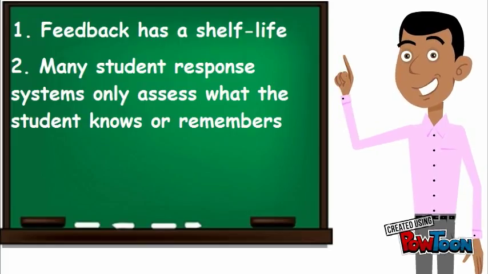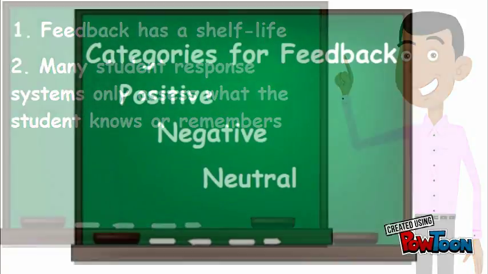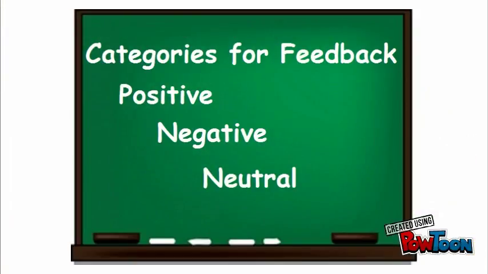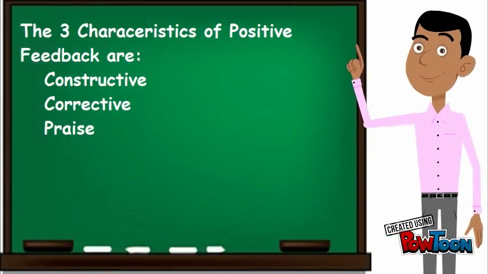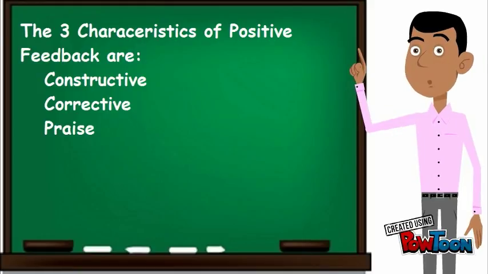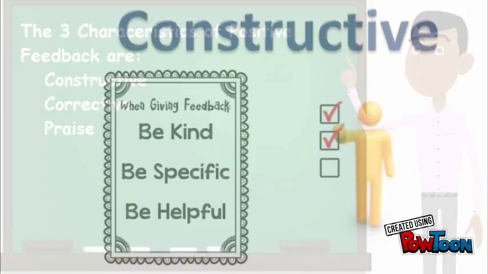Second, many student response systems only assess what the student already knows, can choose, recall, or remember. That said, there are 3 general categories for feedback that every instructor should be aware of: positive, negative, and neutral. Research has shown positive feedback to be more impactful to students. As such, it's typically constructive, corrective, or praise. Let's unpack them a little.